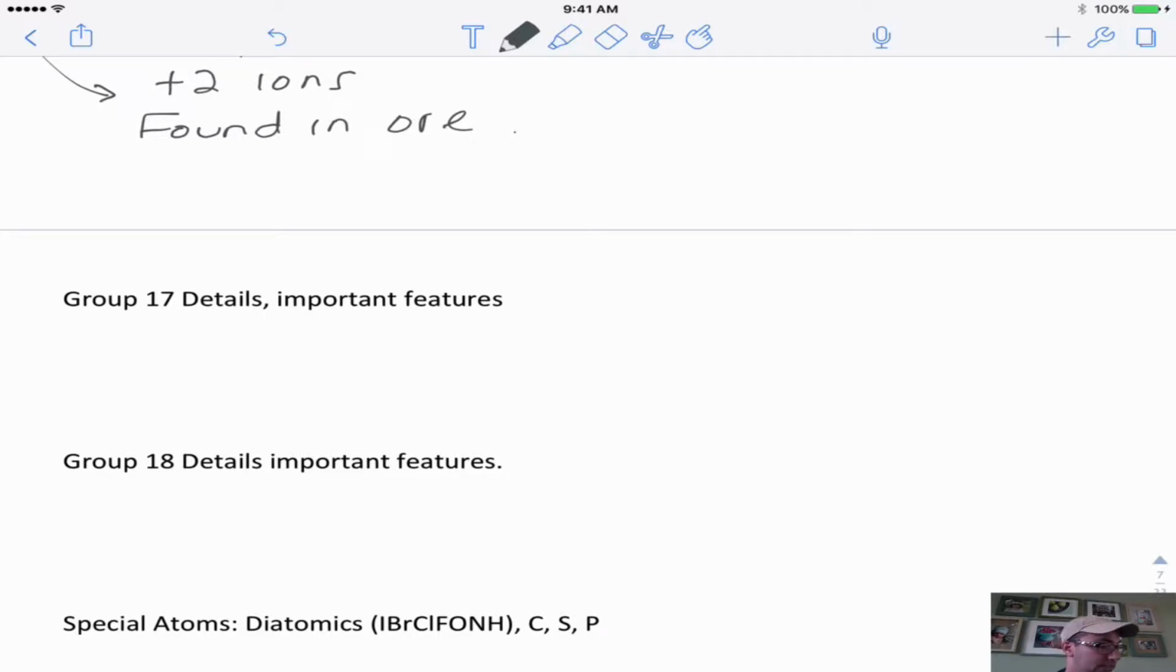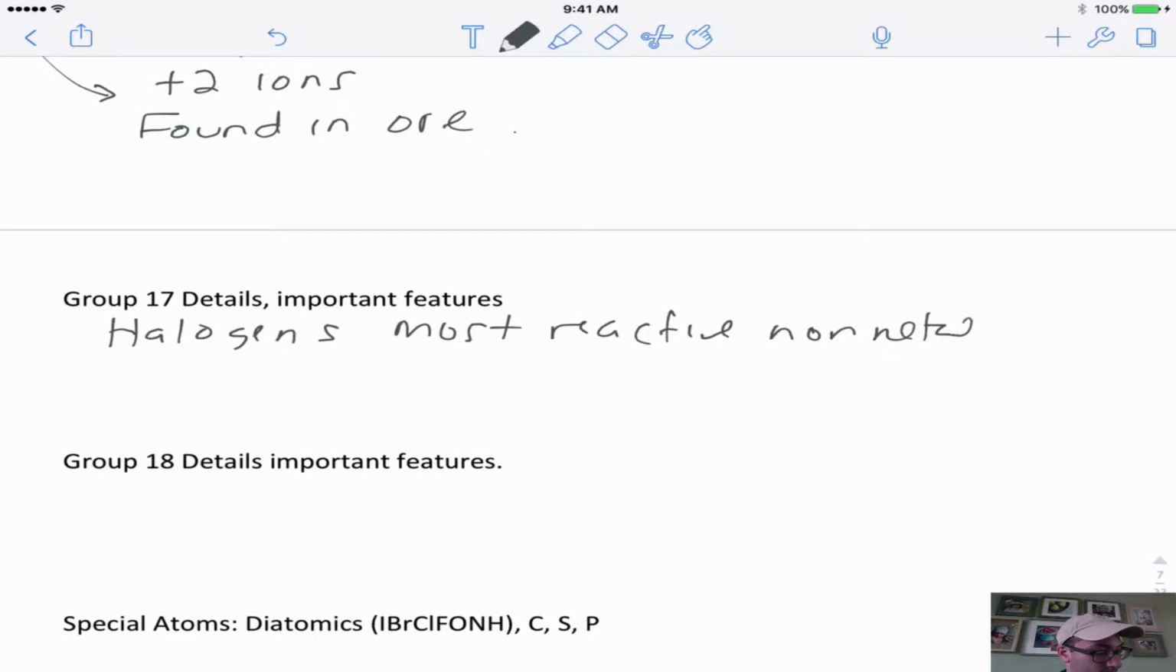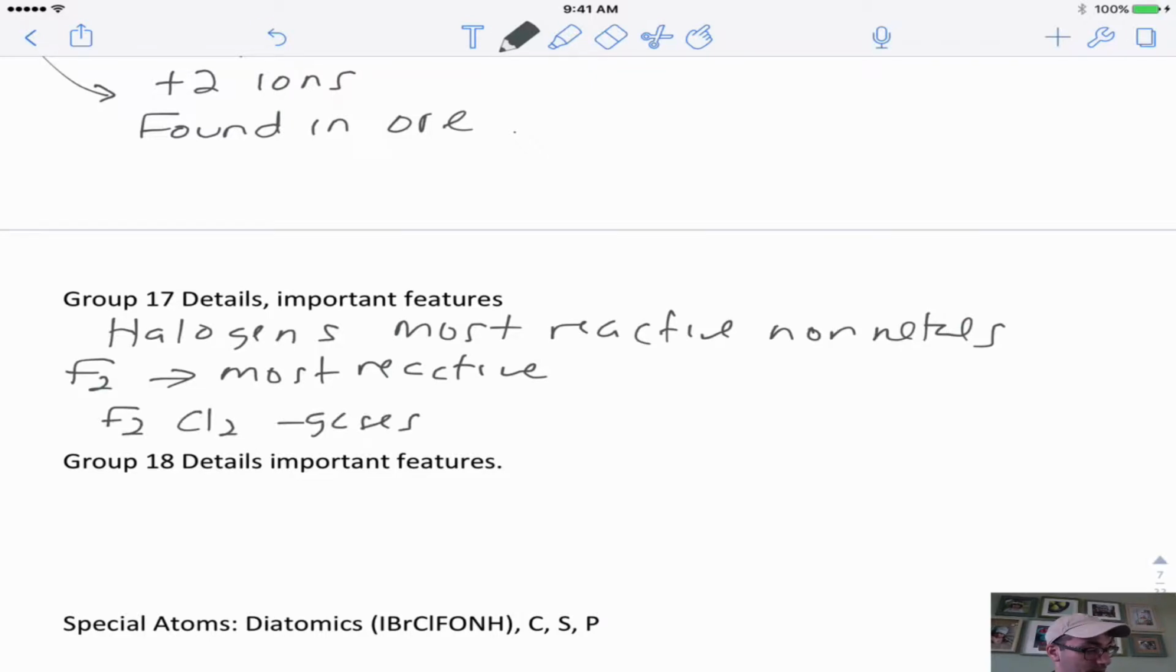Now, group 17, these are called the halogens, as I mentioned before. And group 17 has some interesting properties. First of all, they're the most reactive nonmetals. Something like fluorine, for example, it is the most reactive nonmetal, period. And what's also interesting about these halogens is that they have all three phases. So fluorine and chlorine are gases. Bromine is a liquid. And iodine is a solid.